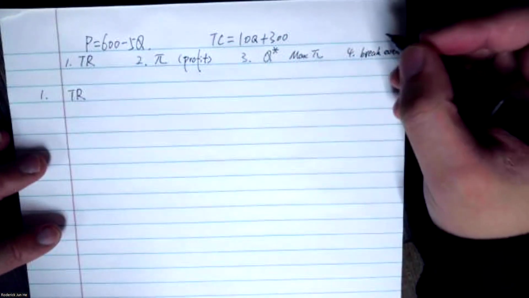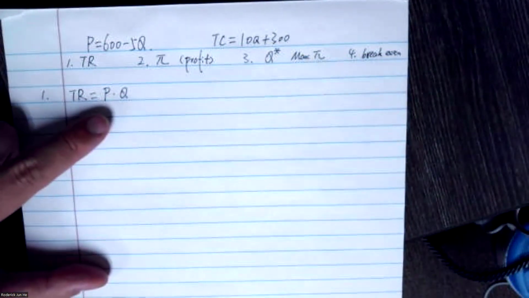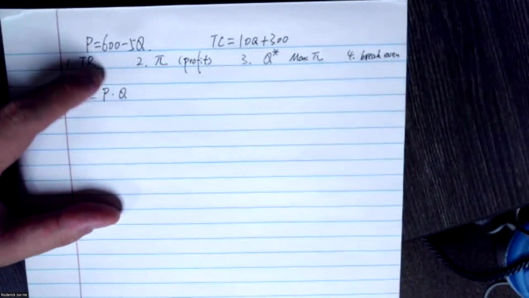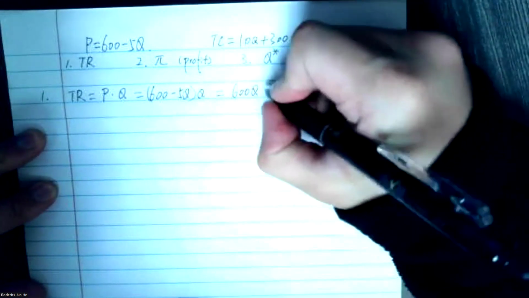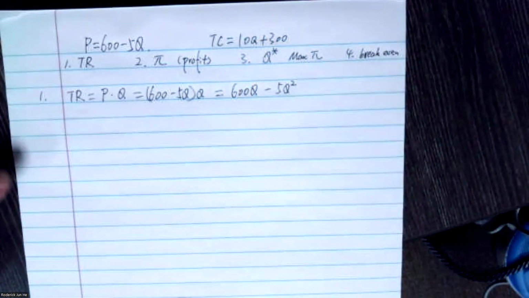So question 1, we have to work out total revenue. As we just mentioned in slide 2, total revenue equals price by quantity. And this is not the end, because we can further clarify this. What is price? Price is 600 minus 5Q, by Q, and we can further simplify that. That's 600Q minus 5 by Q squared. So this is the total revenue.